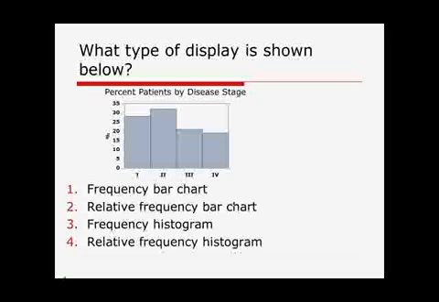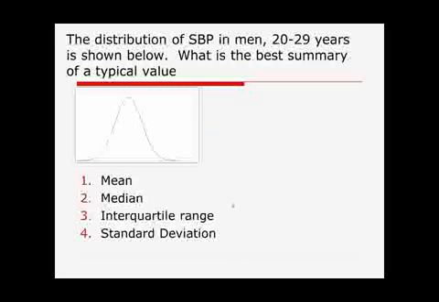So this would be an example of a relative frequency histogram. And so there's a couple of pieces here. Relative frequency because the vertical axis shows percentages as opposed to frequency, which would just be counts. Histogram, because this is showing a disease stage, which is ordinal. There's definitely an ordering, and so we run the bars together. That's a histogram. How about this one?